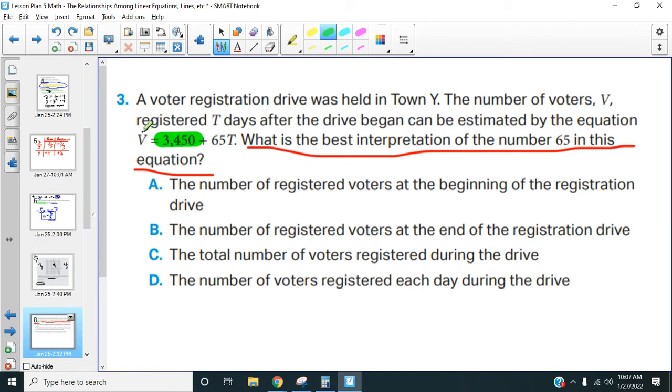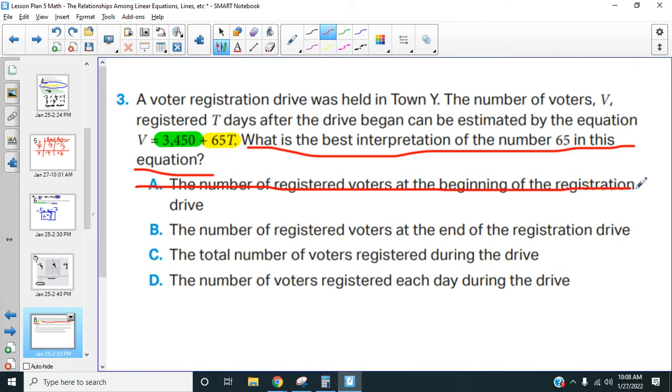The equation of a line has 2 parts, the y-intercept and the slope. The y-intercept is usually some kind of starting point, an initial amount if you're talking about dollars or something like that. But this one's what they're asking about here. What's 65? Well, that's the slope, isn't it? And slope is a rate of change. So it's how many something per something is what you should answer.